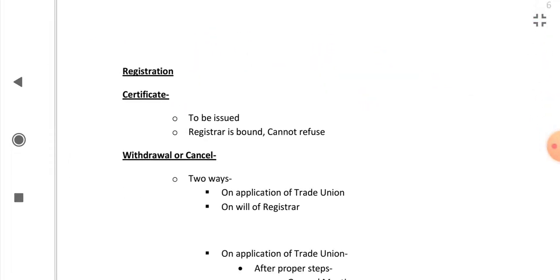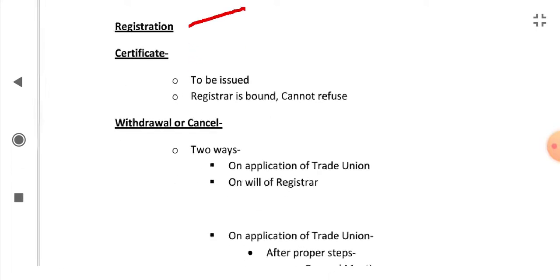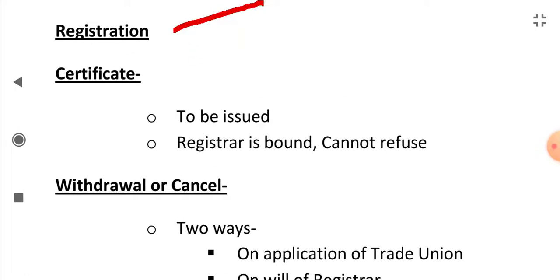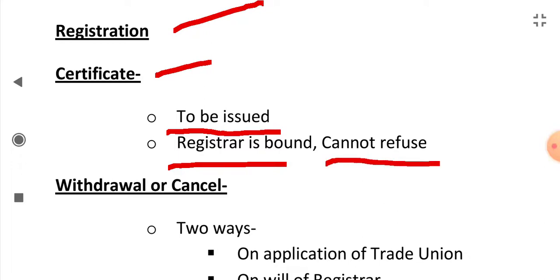Next step will be the registration of the trade union. The trade union will be registered by the registrar, and after it he will issue a certificate. The registrar is bound to issue the certificate; he cannot refuse.